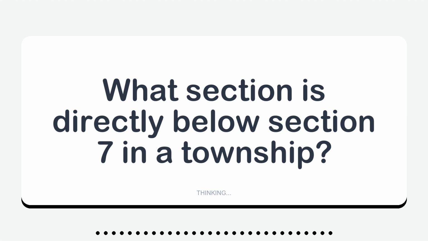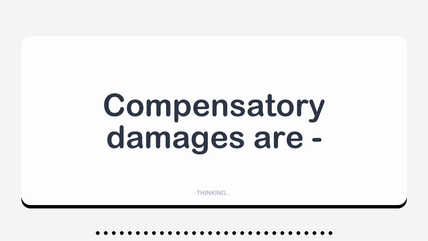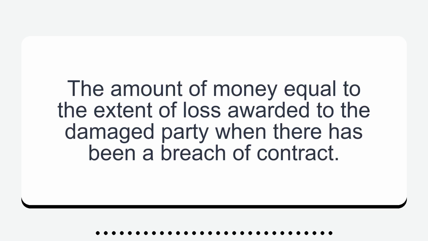What section is directly below Section 7 in a township? 18. Compensatory damages are the amount of money equal to the extent of loss awarded to the damaged party when there has been a breach of contract.